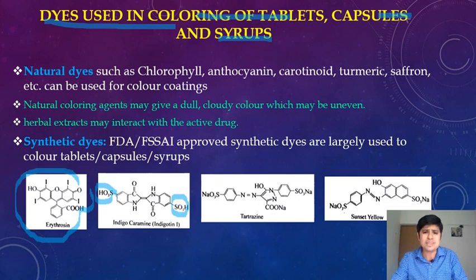The next synthetic dye is tartrazine, which is also used in coloring of tablets, capsules and syrups. And the last synthetic dye is sunset yellow. Sunset yellow and tartrazine have an azo group, so these are azo dyes, isn't it? So these are some synthetic dyes which are used in coloring of tablets, capsules and syrups.